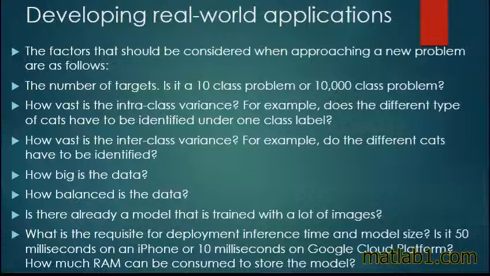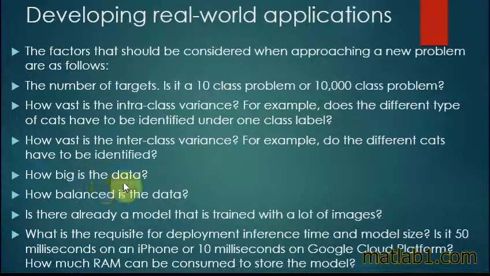The factors that should be considered when approaching a new problem are as follows. The number of targets. Is it a 10-class problem, a 10,000-class problem? How vast is the inter-class variance? For example, does the different type of cats have to be identified under one class label? How vast is the interclass variance? For example, do the different cats have to be identified?